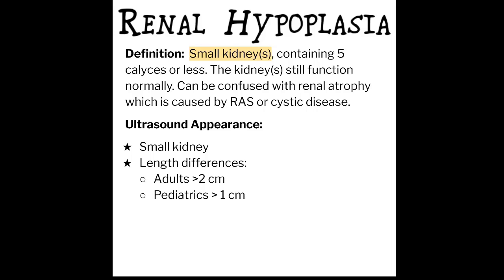So in adults, we want our kidney sizes to be within 2 centimeters of one another. So if we have a difference of, say, 7 centimeters on the right side and 10 centimeters on the left, then we might start to lean towards that hypoplastic right kidney. In pediatrics, however, we want those kidneys to be much closer in size. We expect them to be within 1 centimeter of one another.